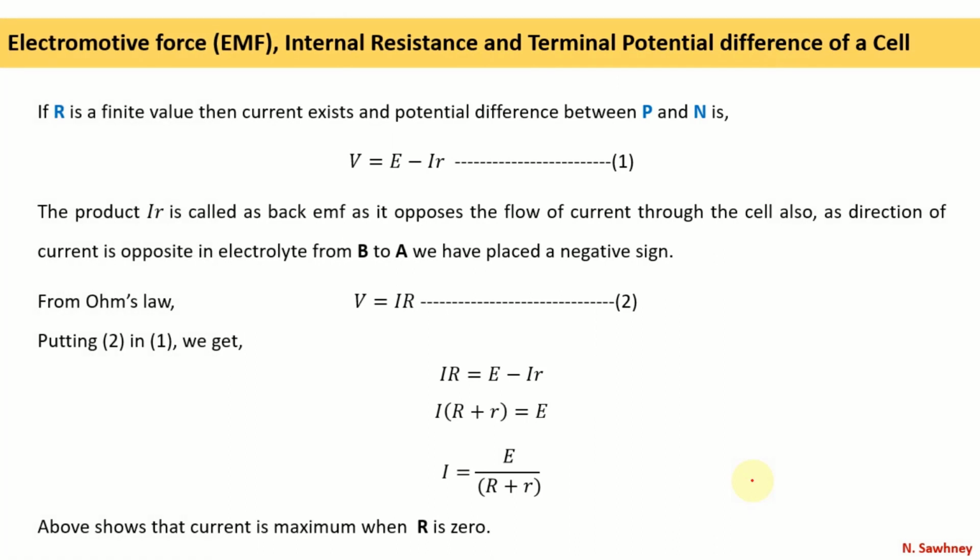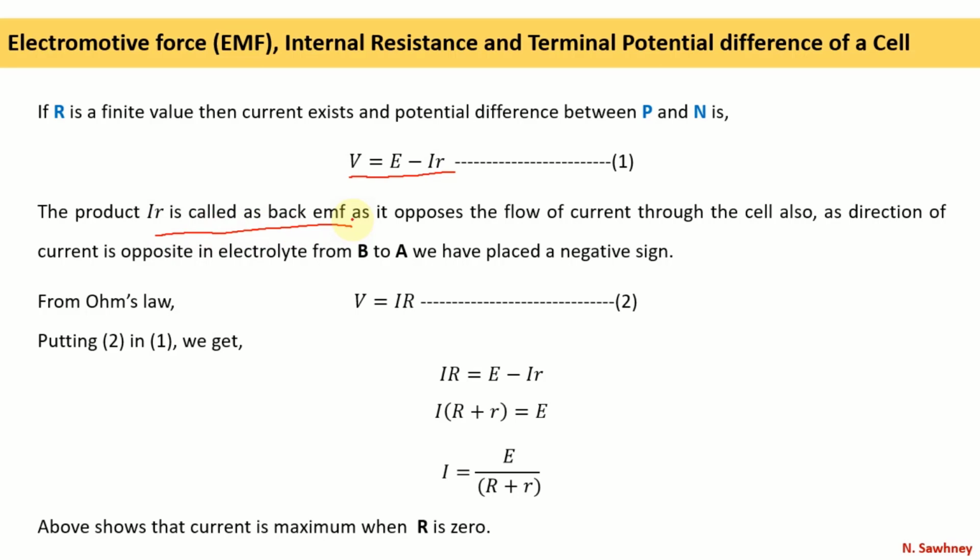If this external resistance R is a finite value, then definitely the current will flow, and the potential difference between the terminals P and N can be written as V is equal to E minus Ir, where r is the resistance of the electrolyte. Now this product Ir is called the back EMF. Why is it back EMF? Because it is opposing the flow of the current through the cell.